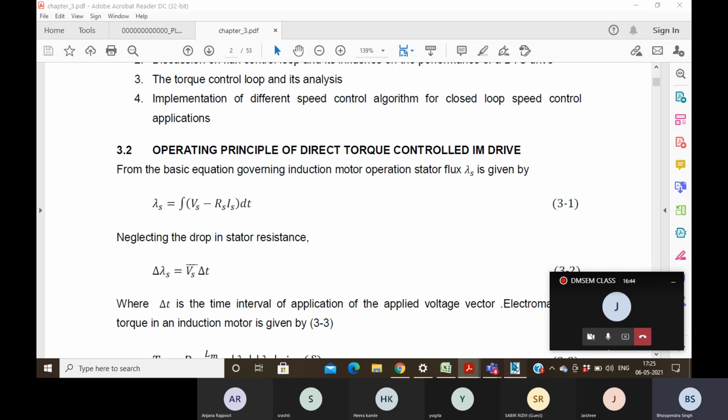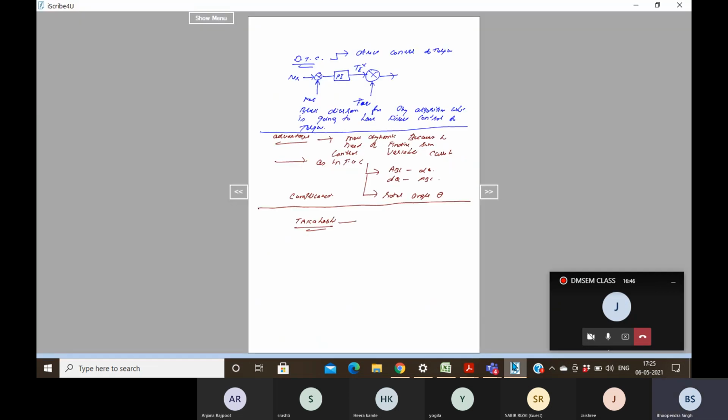There was a Japanese scientist, Takahashi, in the 1980s. He gave this concept of direct torque control. And ABB was the company which initially made the first commercial DTC drive.